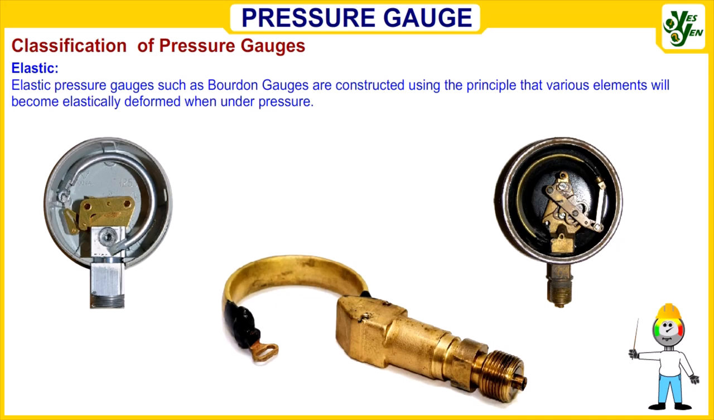Classification of pressure gauges. Elastic. Elastic pressure gauges, such as Bourdon gauges, are constructed using the principle that various elements will become elastically deformed when under pressure.